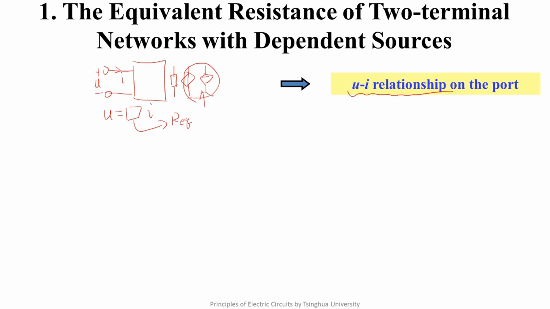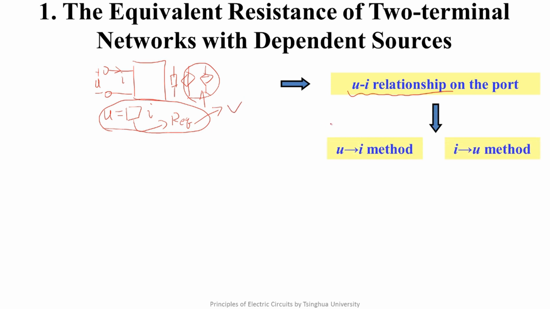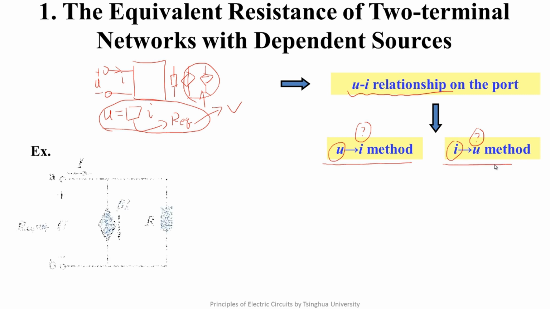So for the two-terminal network containing dependent sources, we can write the port characteristics with KCL, KVL, and component constraint, and find out Req accordingly. This is to say, though we don't know the port voltage and current, we can assume that there is a voltage and find out the corresponding unknown current, or in turn, assume that there is a current and then find out the unknown voltage. We call these two methods U2I and I2U respectively.